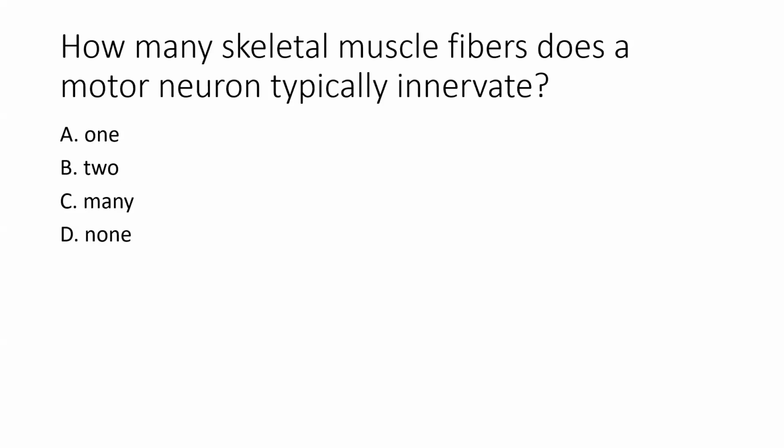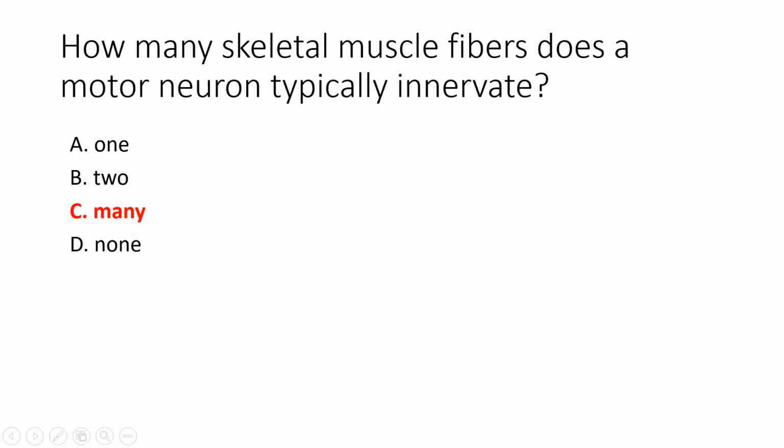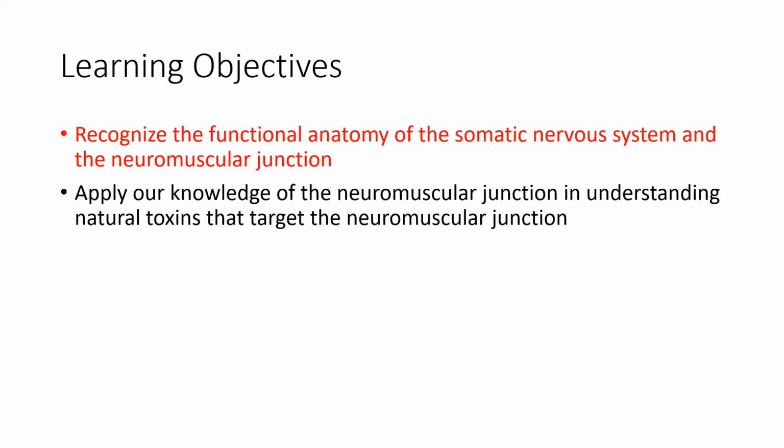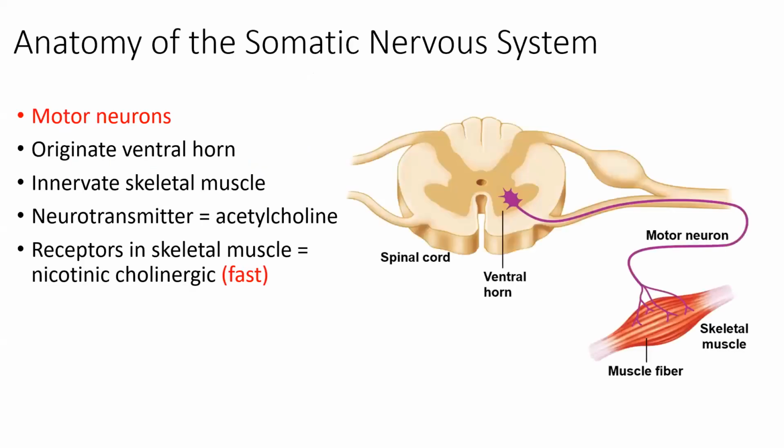Okay, so let us see what the options here are. Okay, so 100% of the class said option C, and that's correct, okay? So how many skeletal muscle fibers does a motor neuron typically innervate? And that is many. And that's going to be really important for us to understand the anatomical orientation of the motor unit, okay? So our first objective is to recognize the functional anatomy of the somatic nervous system, and more specifically, what's happening at the neuromuscular junction.